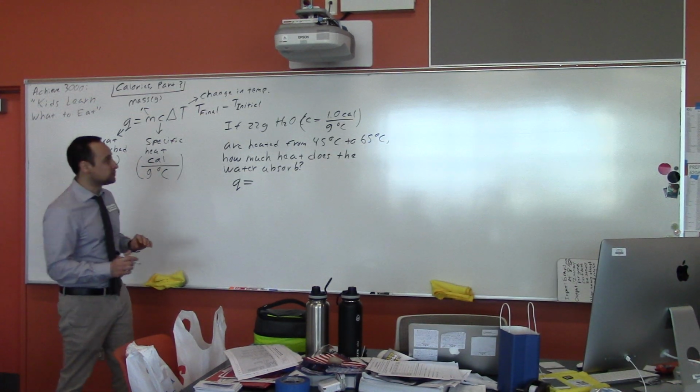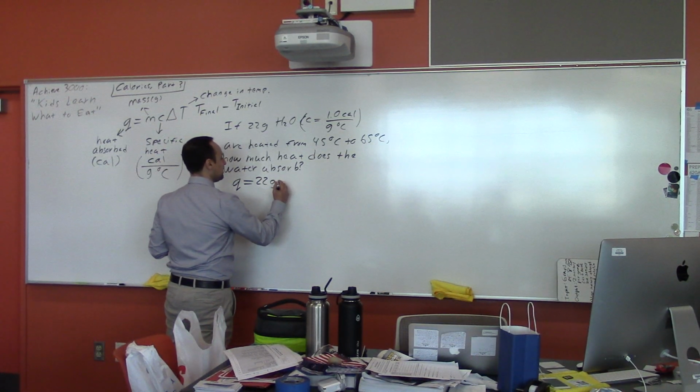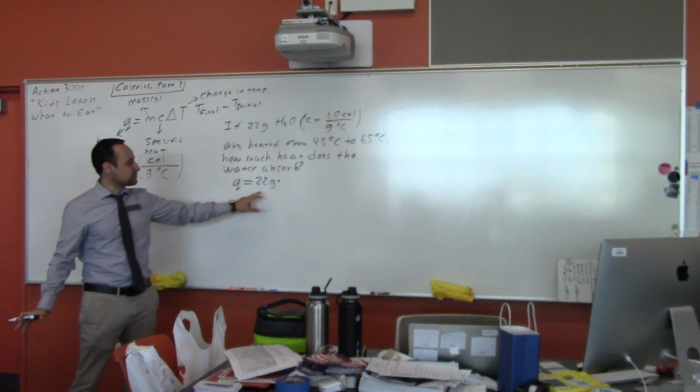22 what? Grams. Good. The mass is 22 grams. Okay, we're going to multiply that by something. Kevin, what do we multiply the 22 grams by?